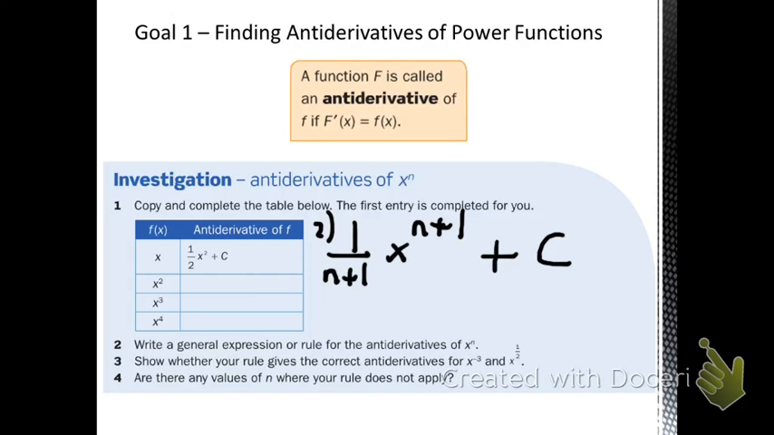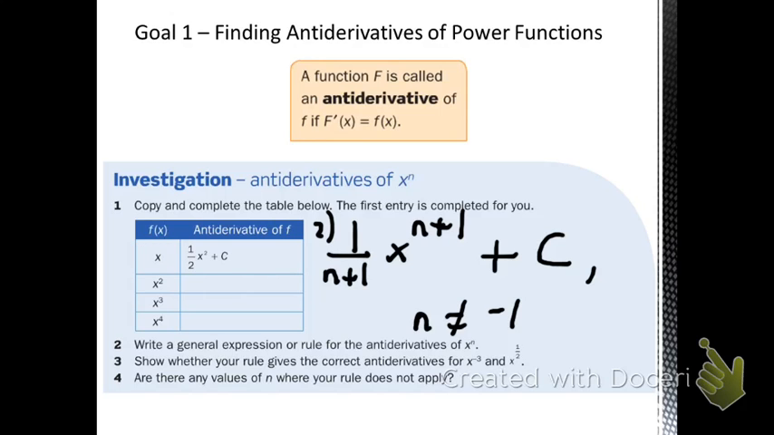And hopefully you've come to this conclusion. That rule will not work if n is equal to -1. So we're going to say n cannot equal -1. And quite simply, the reason for that is that if n was equal to -1, when you multiplied right here by 1 over n plus 1, you'd be multiplying by an undefined expression. So that rule works as long as the exponent for your original power function is not -1.